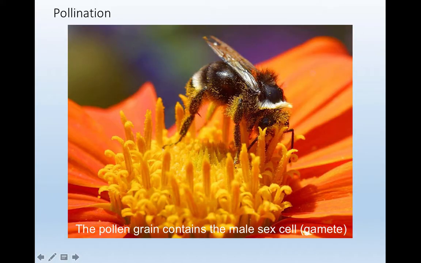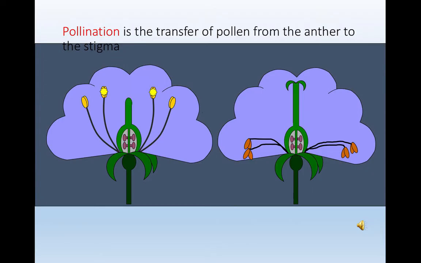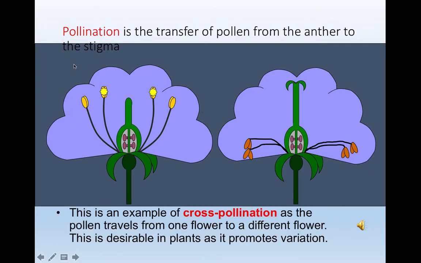So let's look at pollination and some of the things that happen. So the pollen grain contains the male gamete. During pollination, this is the transfer of pollen from the anther to the stigma. So from the anther to the stigma, okay? This is an example of cross-pollination that takes place. So cross-pollination is when the pollen travels from one flower to another, okay?